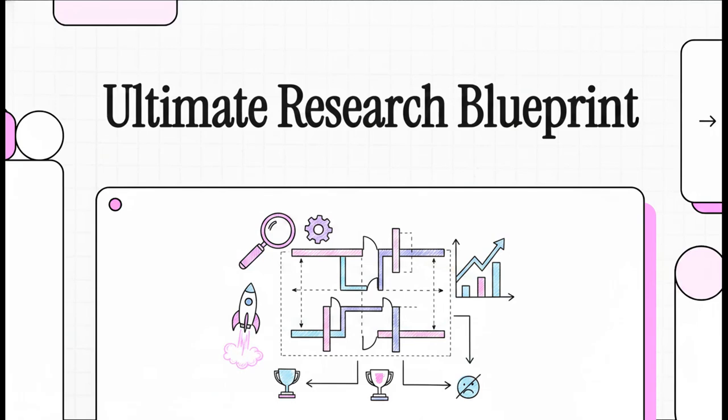Welcome to The Explainer. Today, we're unlocking the secret architectural blueprint behind absolutely every successful business decision. Have you ever wondered why some product launches are just massive hits, while others completely flop? Well, the secret almost always lies in the groundwork done way before the product is even built.